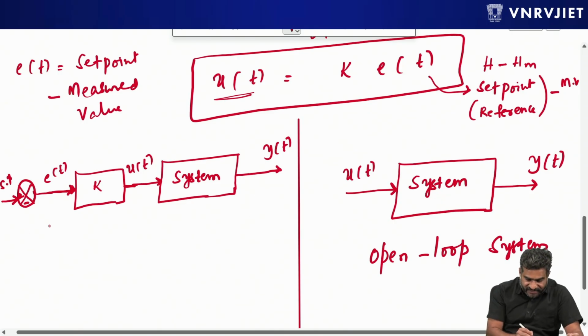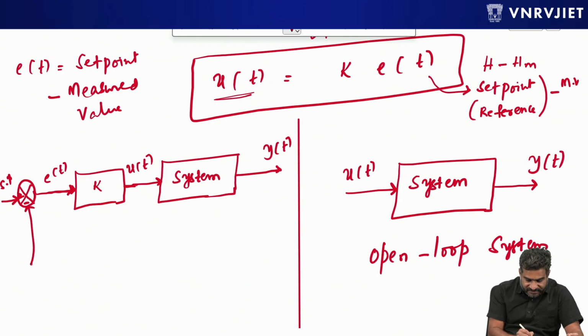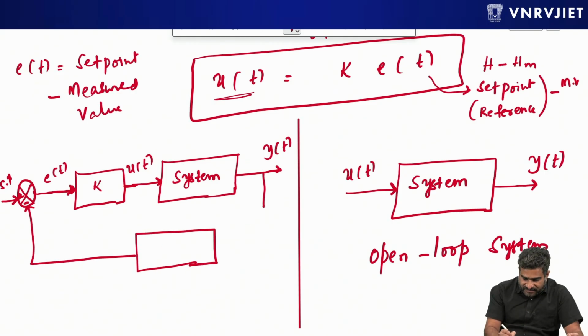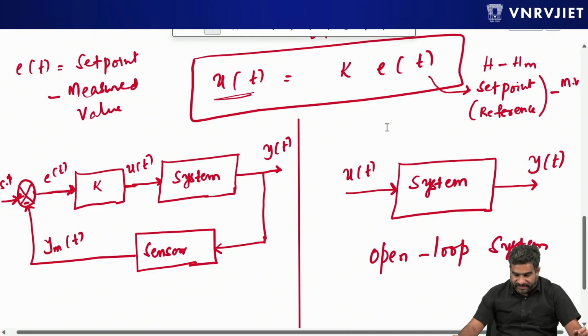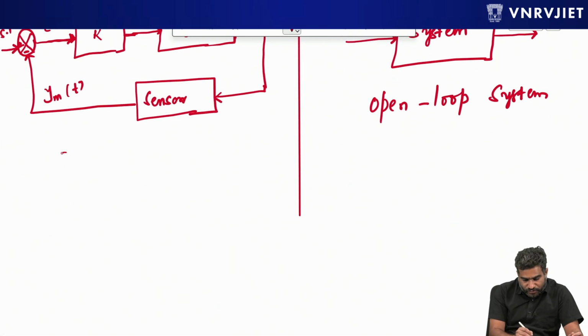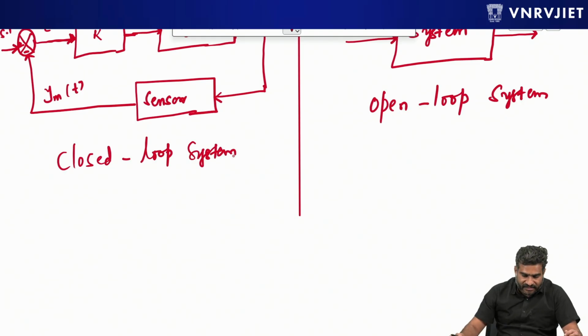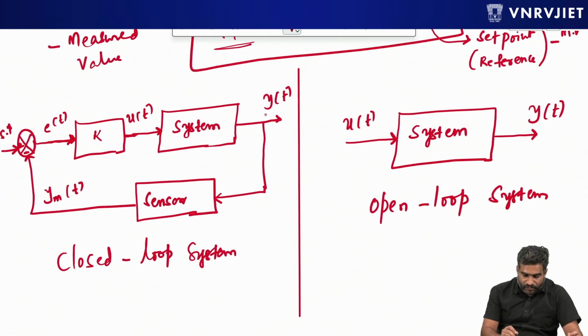And measured is this. I'm measuring the output and giving it back to the system. So probably I need a measurement unit or sensor to do that, right? So we call this the measured value of Y. And in the control literature, this is referred to as a closed loop system, where it knows what is happening at the output end.